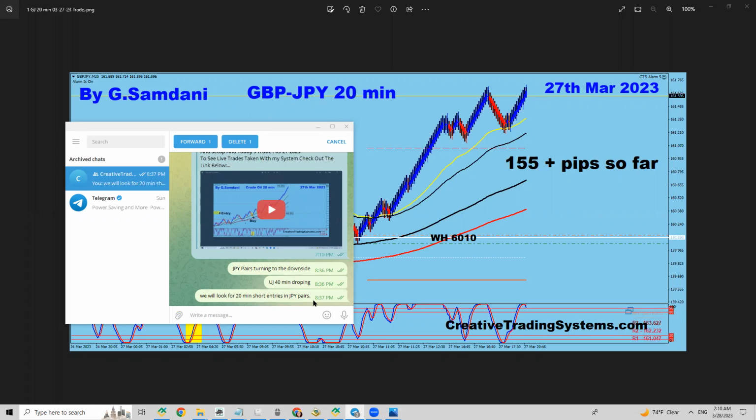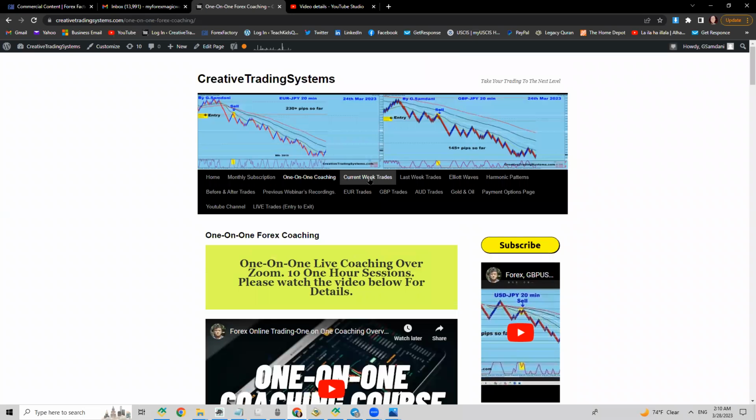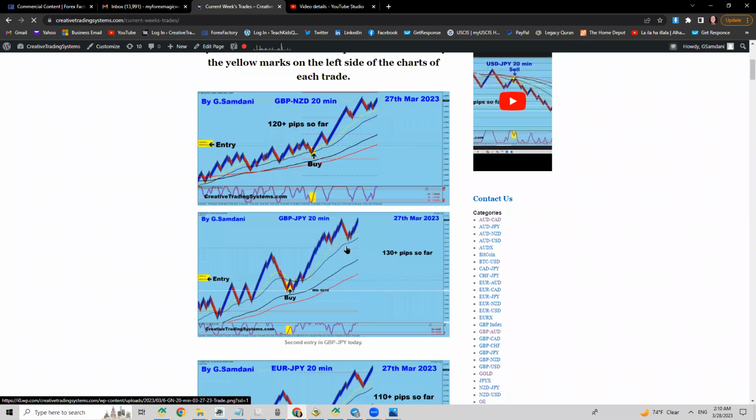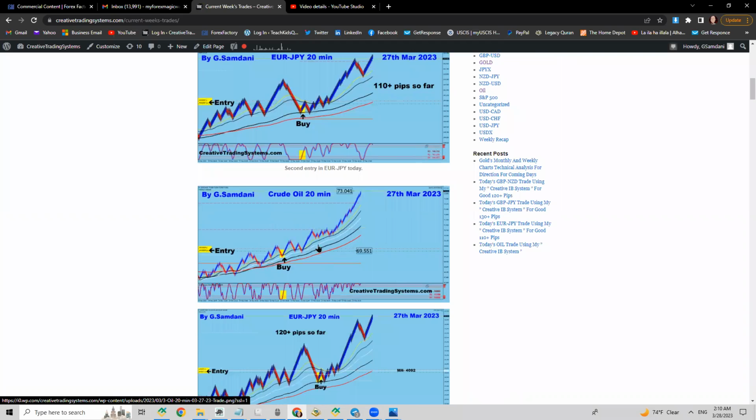So I'm going to take these trades today, March 28th, and then I'll post on my website the next day. When I close those trades, I'll post them, because like here, you will see current week trades. This is the last week's trades, but if you go here, you will see those trades. Pound Nzd, 120 pips. Pound Yen, 130 pips, 110 pips.